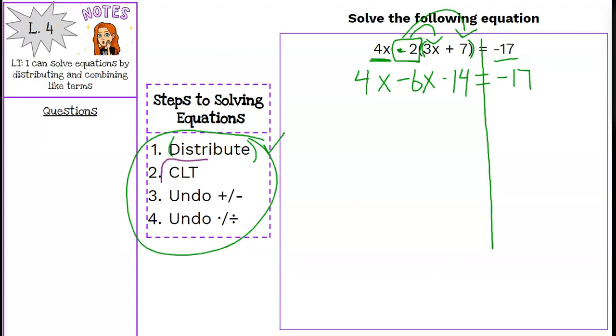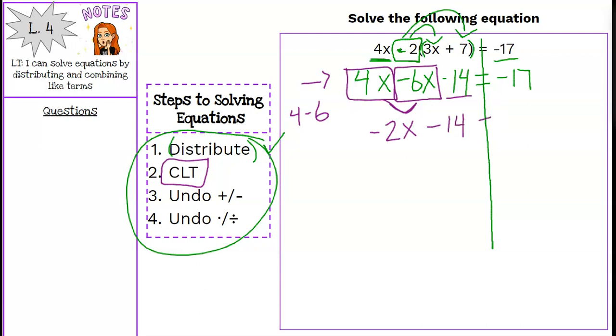The next step is to combine like terms. If we look right here on this side, we have 4x and negative 6x. They both have an x, which means we can put them together by doing 4 minus 6. 4 minus 6 is negative 2, and the x stays with it. Minus 14 stays with the equation, equals negative 17. So that's combining like terms. And now we have undo addition and subtraction, undo multiplication and division.